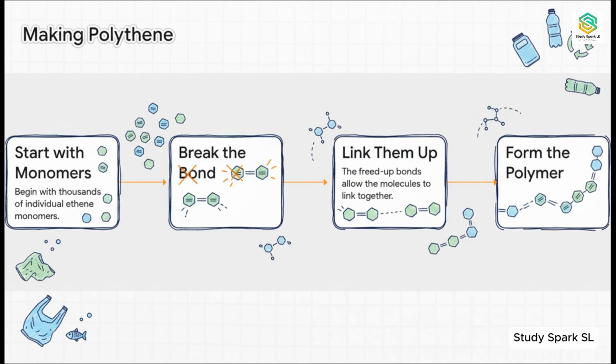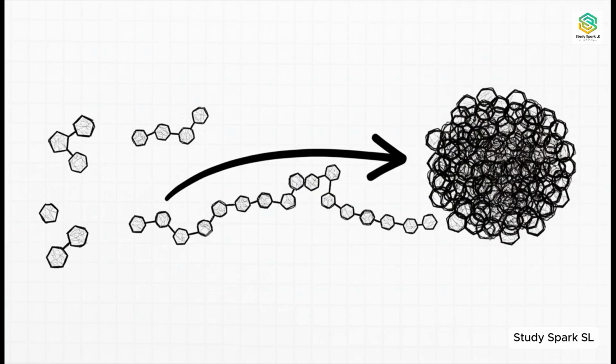So check out how this works. You start with thousands and thousands of these little ethene monomers just floating around. Then, under the right conditions, that reactive double bond breaks open. And this is the cool part. This allows each molecule to link up with its neighbors, kind of zipping together to form this incredibly long chain. We started with ethene, and now we have polyethene. And the result is no longer a gas, not at all.